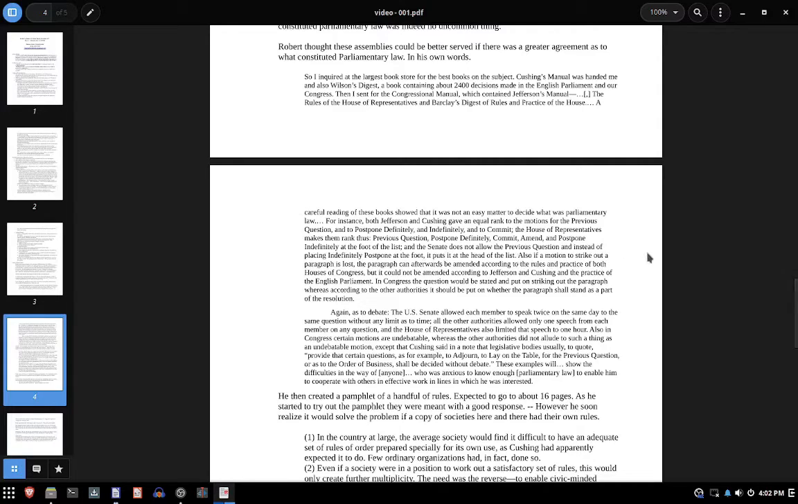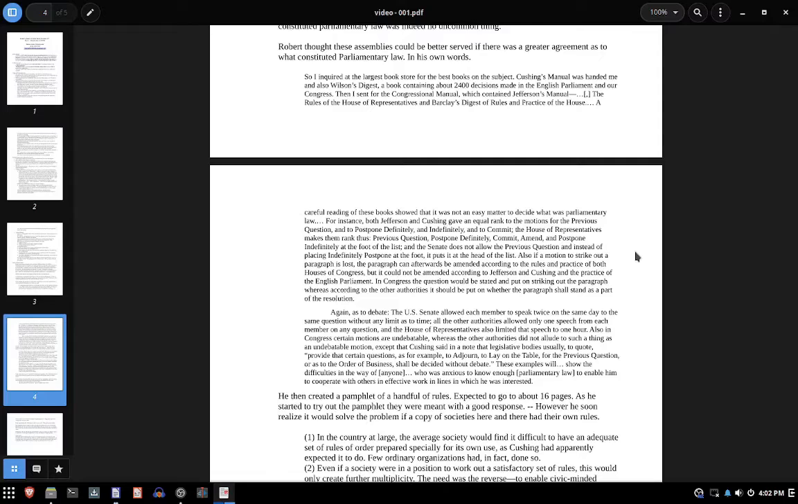Also, if a motion to strike out a paragraph is lost, the paragraph can afterward be amended according to the rules and practice of both houses of Congress. But it could not be amended according to Jefferson and Cushing and the practice of the English Parliament. In Congress, the question will be stated and put on striking out the paragraph, whereas according to the other authorities, it should be put on whether the paragraph shall stand as part of the resolution.